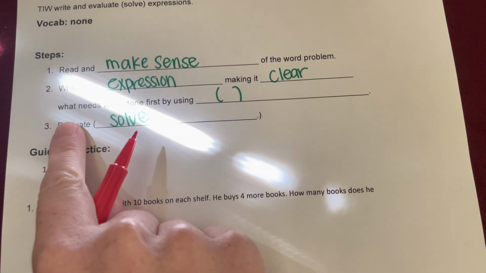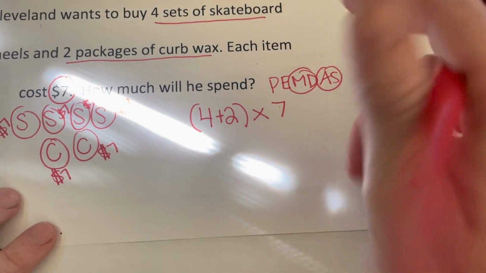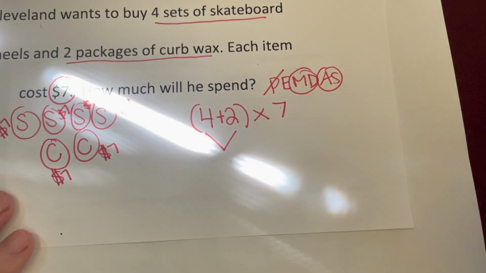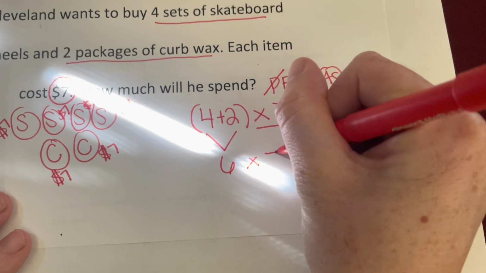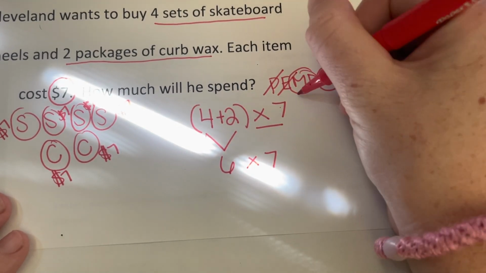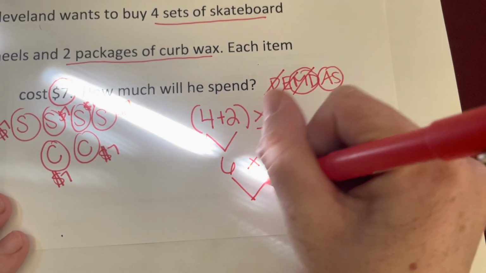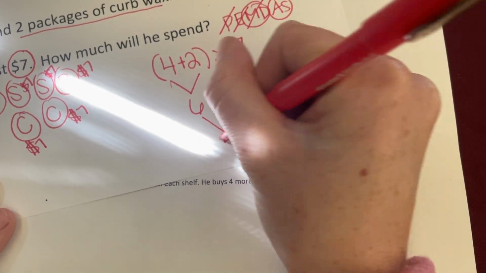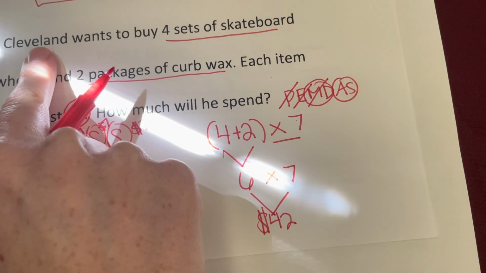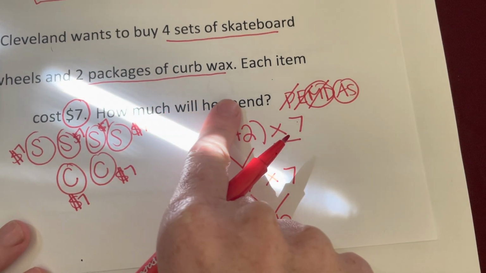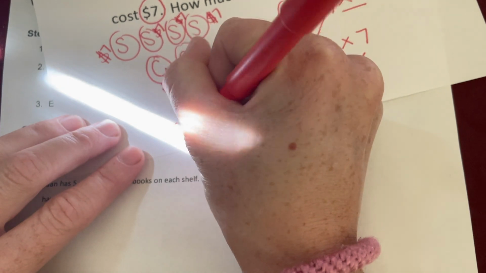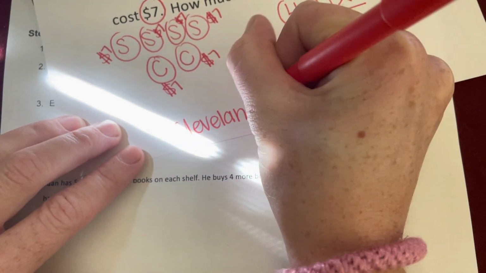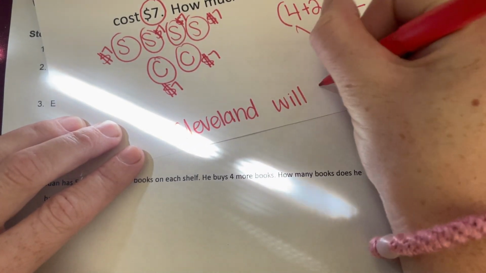And then my third step is just to solve. So I'm going to solve using PEMDAS. So parentheses, 4 plus 2 is 6. Rewrite whatever's left over times 7. No exponents. There is multiplication. 6 times 7 is 42. And then this is asking how much will he spend? Cleveland will spend $42.